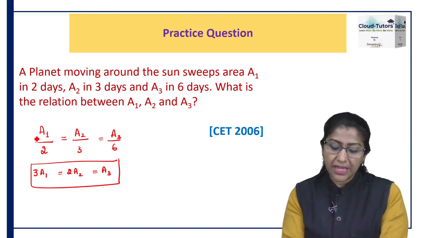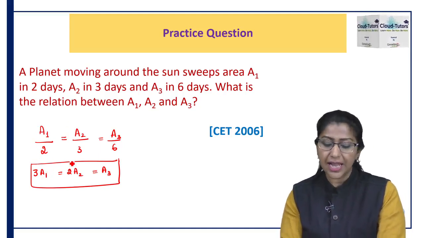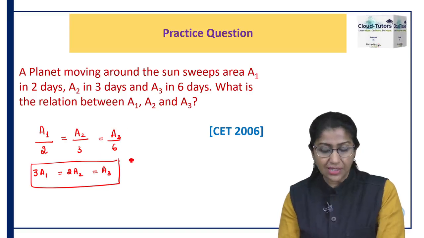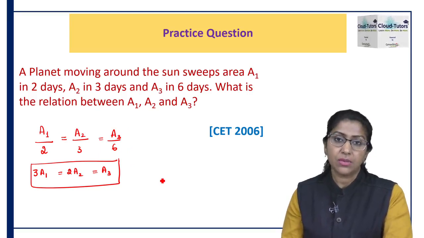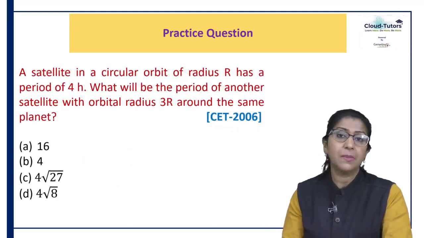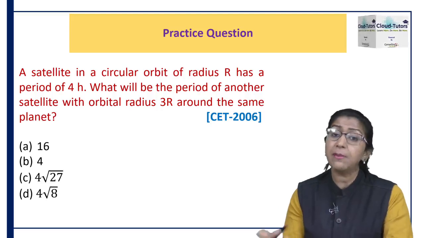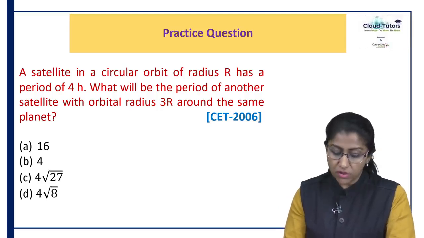Yes, so the ratio of area to the period always remains a constant, and hence we have equated all of these three and we get the relationship between these three areas swept. Clear? Moving on. Another similar, important type of question, which again is based on Kepler's laws of planetary motion.